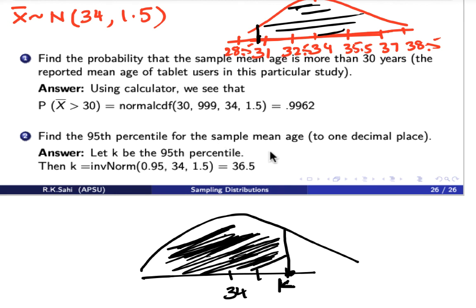So this sample mean age of 36.5 years is the age below which 95% of the data falls. Okay, because the problem is talking about the mean age of tablet users, the sample mean age of tablet users. Well, thank you guys.